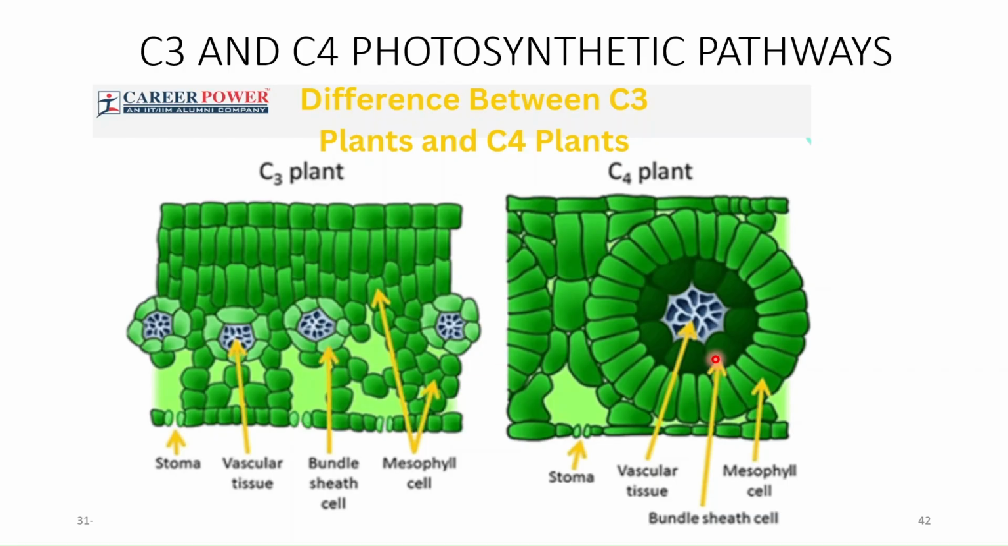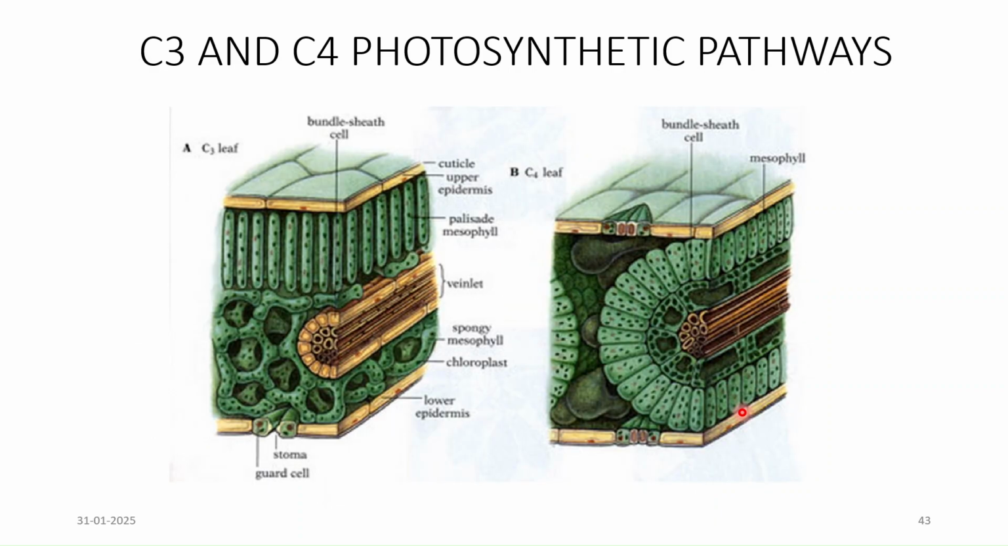But in this case, we see that around the vascular tissues, which is where the elements flow, there is a bundle sheath cell, and around those bundle sheath cells you find the mesophyll cells. So this is how the leaf structures of C3 and C4 plants vary. Now how this is affecting photosynthesis is what we'll see now.